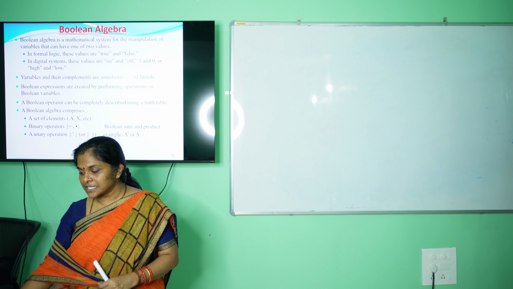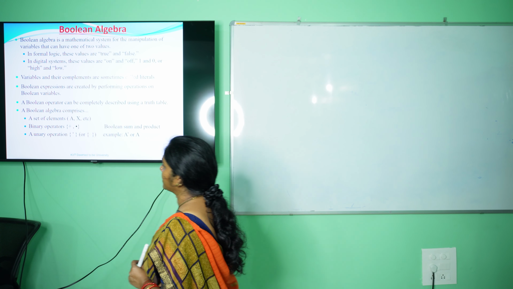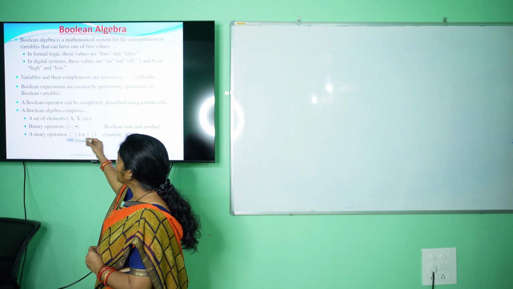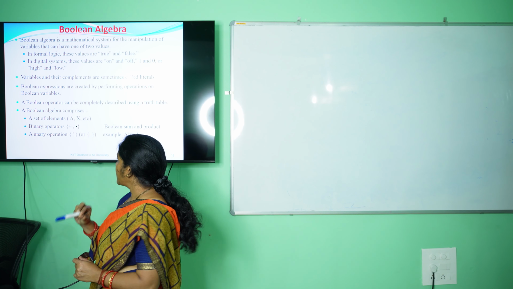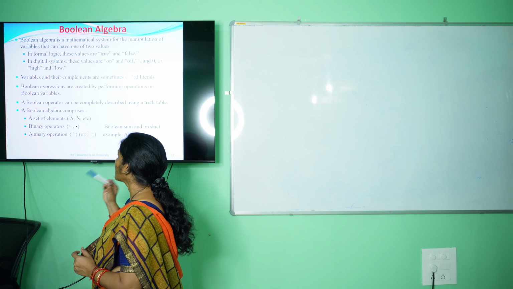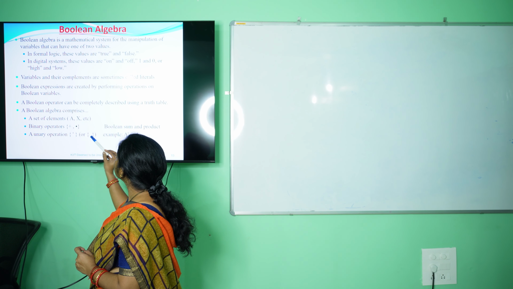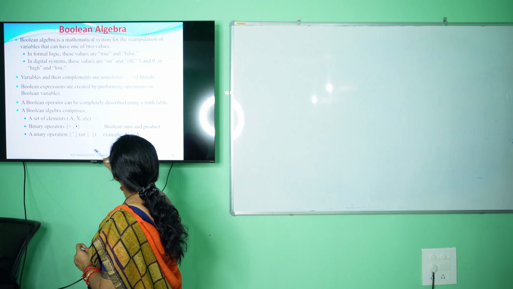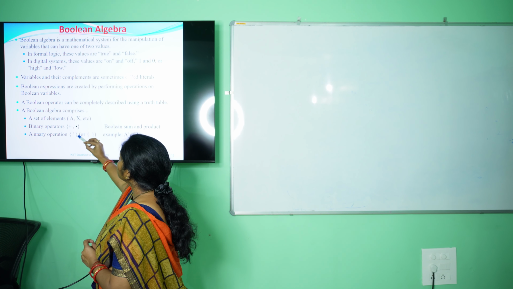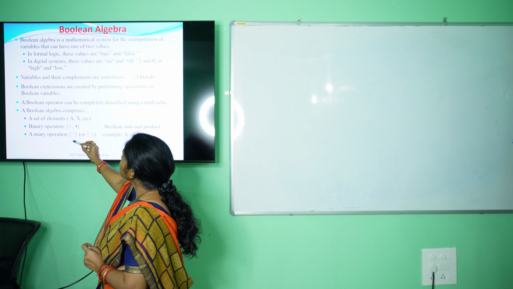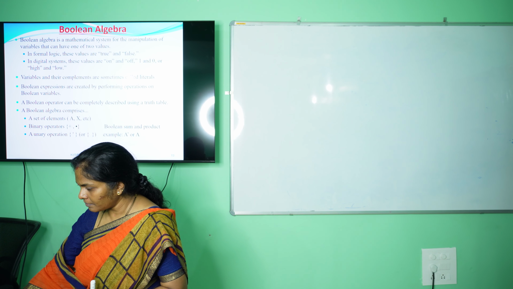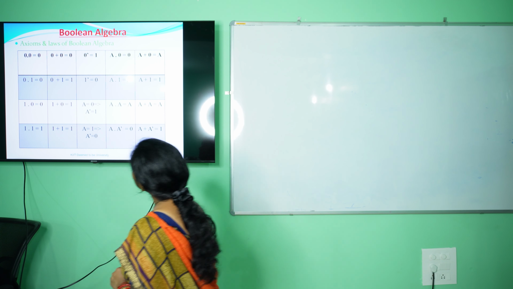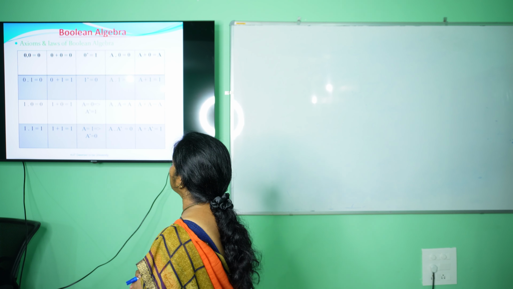And Boolean algebra comprises three things. First, a set of elements, that means any variables, and then operators: plus, dot or complement. The plus is for Boolean sum, the dot is for product, and the dash is for the complement that we are taking. Then these are the axioms and the laws of Boolean algebra.